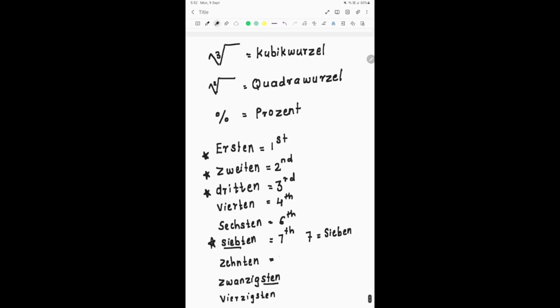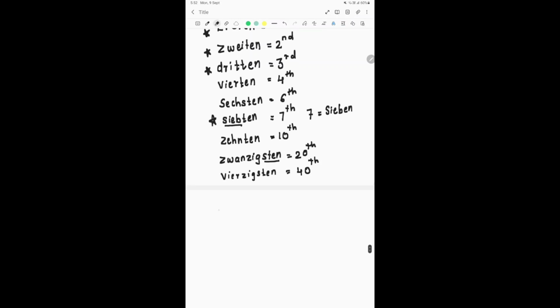Zehnten is 10th. Zwanzigsten, that is 20th. Vierzigsten is 40th. So if you want to say 45th, you will say 5 und 40, and then you will add an extra -sten, the stem. 5 und 40.